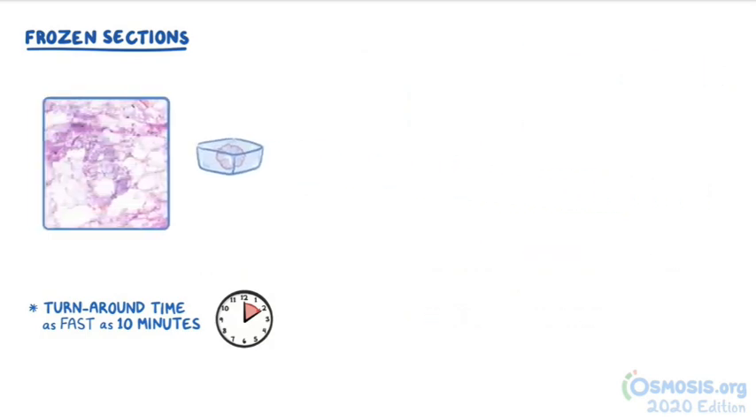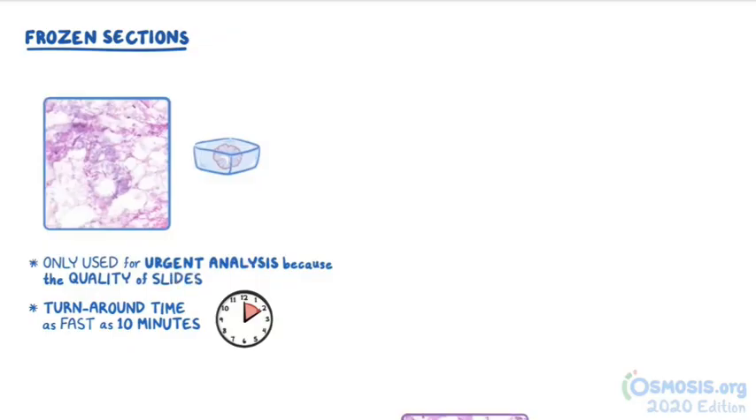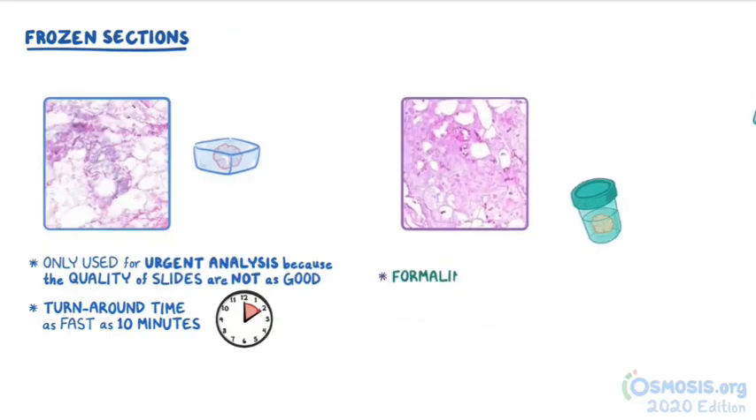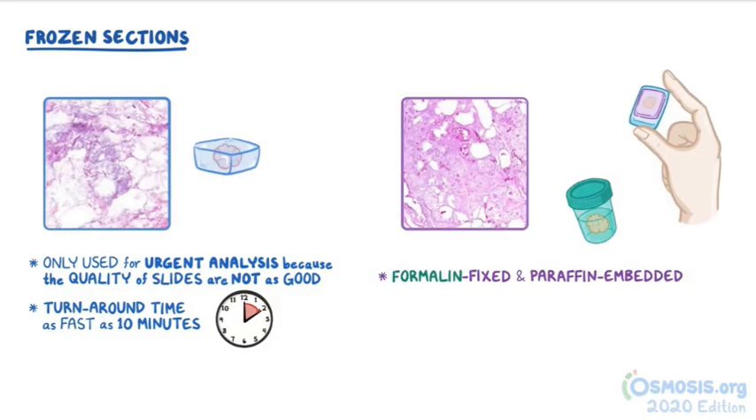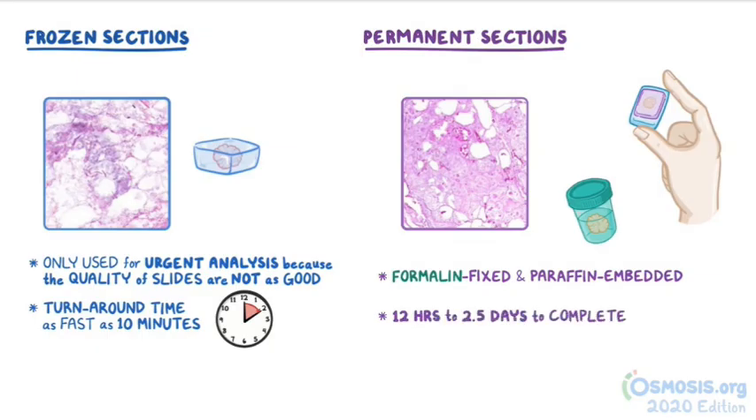Frozen sections are usually only used for urgent analysis because the quality of the slides produced from frozen sections is not as good as the typical formalin-fixed and paraffin-embedded tissue, which can also be called permanent sections. The permanent sections can take about 12 hours to 2.5 days to complete, depending on the tissue size and staining method used. These images of necrotic fibroadipose tissue with fungal organisms show an example of the potential difference in image quality between a frozen section and a corresponding permanent section, both stained with H&E.